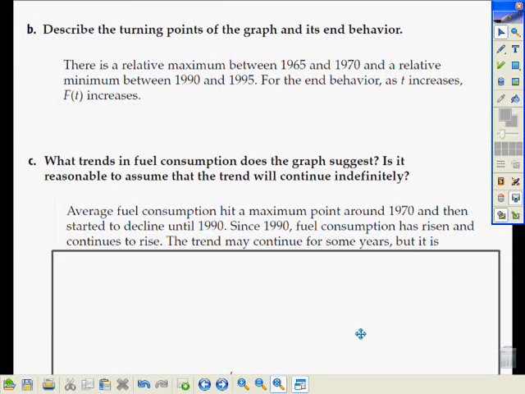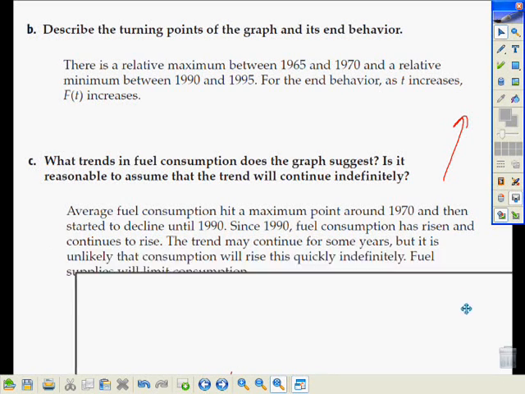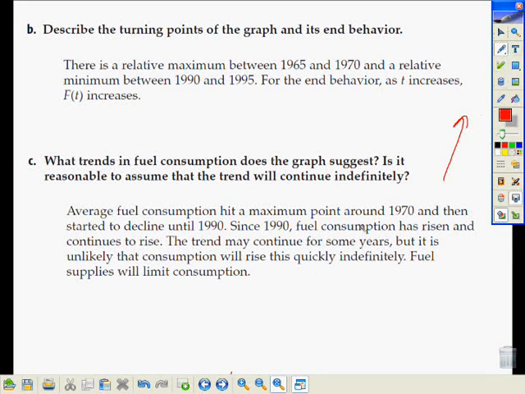Now, it asks, does it make sense for this to keep going forever? Like we see in our graph that it's just shooting up and it's going to keep going up. Now, this function may be good for what's happening between 1960 and 1990, maybe even to 2000, but it doesn't make sense as a long-term thing because eventually there's only going to be so much fuel available. It can't keep going up indefinitely. There's got to be other limits eventually that are placed on this.